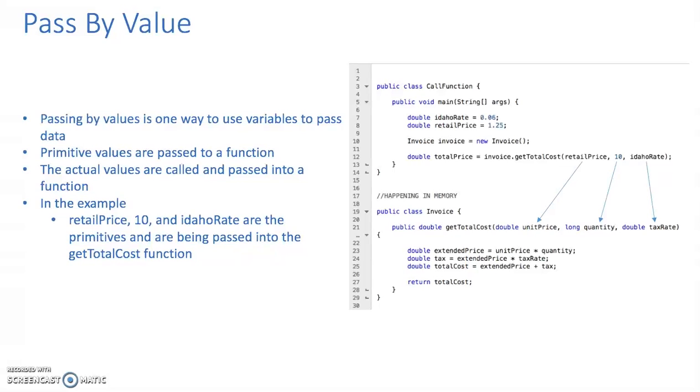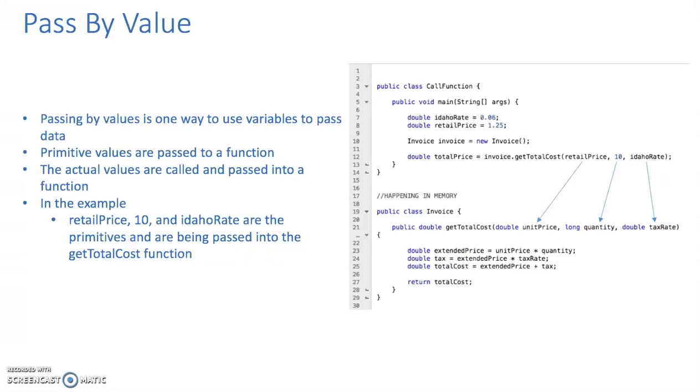So we have 0.06 and 1.25 passed by value through these variables, and then in memory, when we call the getTotalCost function and actually calculate, it's going to take that retail price and call it a unit price, and the number 10, which is now the quantity, and the Idaho rate, which is the tax rate, and do our math where we multiply unit price times quantity. The tax is the extended price times the tax rate, and then the total cost is the extended price plus the tax, and then the total cost is returned back to the calling function.